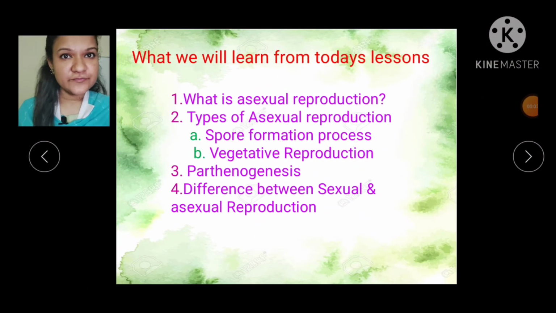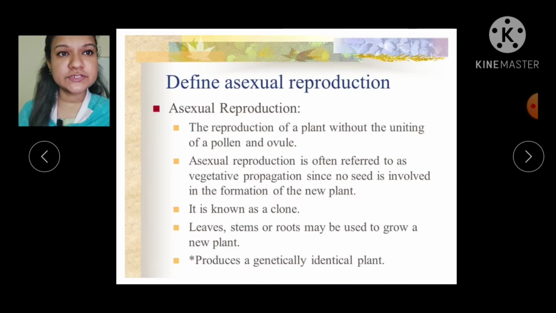What will we learn from today's lesson? First of all, what is asexual reproduction? Types of asexual reproduction like the spore formation process, vegetative reproduction, parthenogenesis, and the difference between sexual and asexual reproduction. First of all, I would like to give the definition of asexual reproduction.